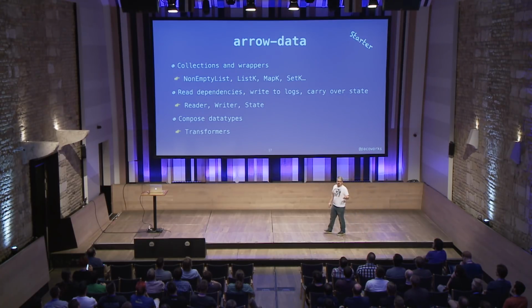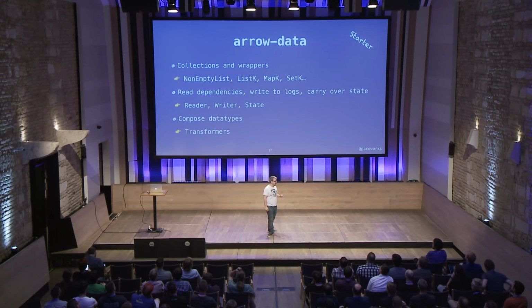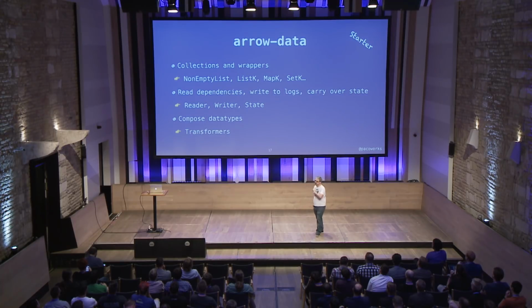And coming from these same ideas, we have another library. This one is a little bit bigger. This one contains some more constructs that can still be useful to you. And that's the Arrow Data module. Arrow Data basically has a little bit more focus on collections. So you can have non-empty list. You can have wrappers over list, over map, over set, where we're going to be adding new functions that are going to be useful, that do operations that are common to your day-to-day.